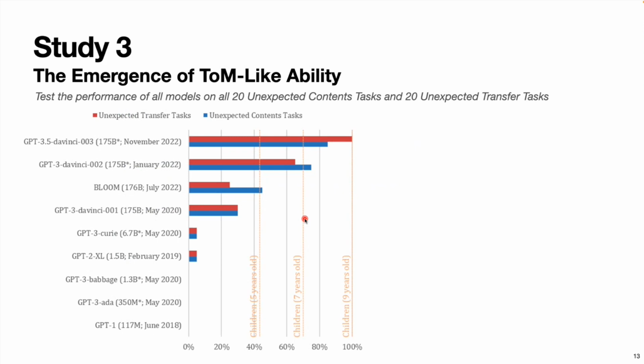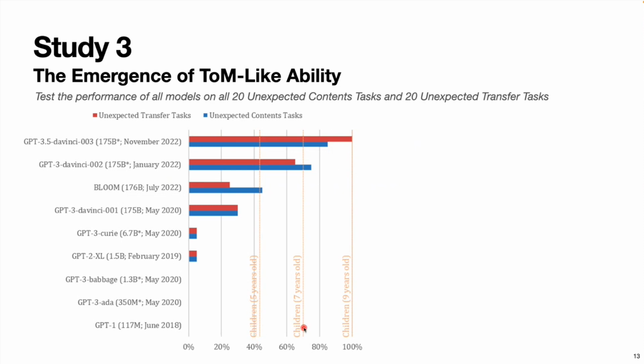So the authors tested the performance of a number of models from GPT-1, June 2018, to GPT-3 Da Vinci, November 2022, on these two tasks, the unexpected transfer, which is the second, and the unexpected contents, that is the first, and they got these results. Basically, the capabilities have increased.